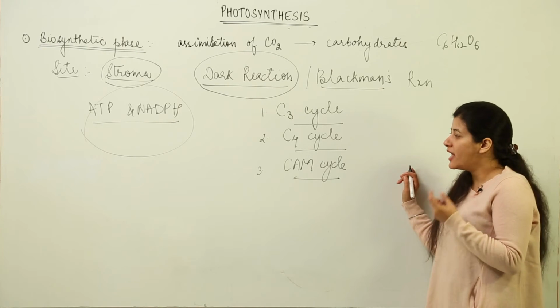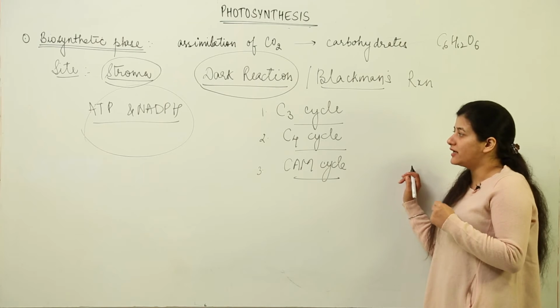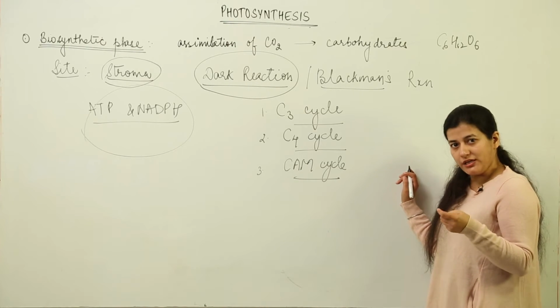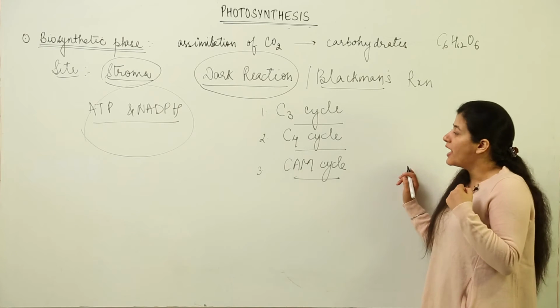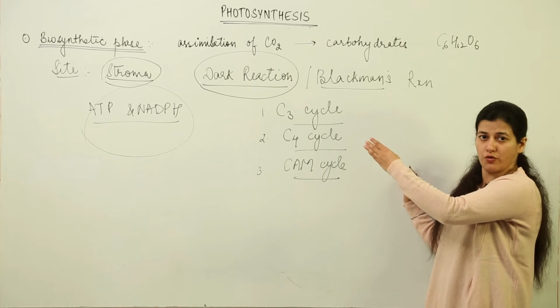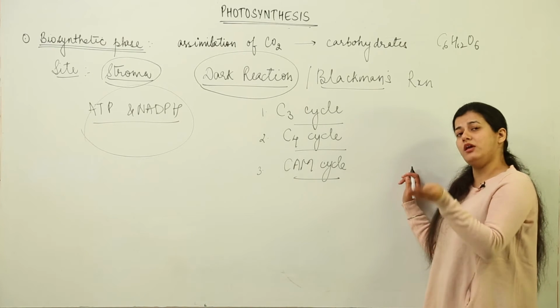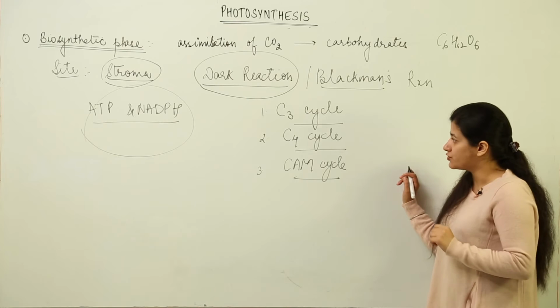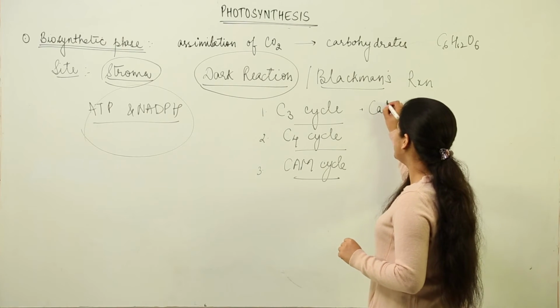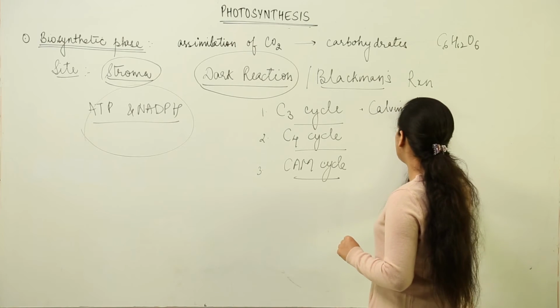One thing you have to keep in mind is that till now we were not talking much about enzymes. We were dealing with the electrons basically. Now we are going to deal with enzymes which are exclusively located in the stroma of the chloroplast. That is why this reaction takes place in the stroma. This C3 cycle is otherwise known as the Calvin-Benson cycle.